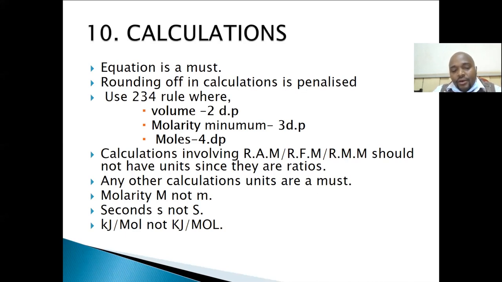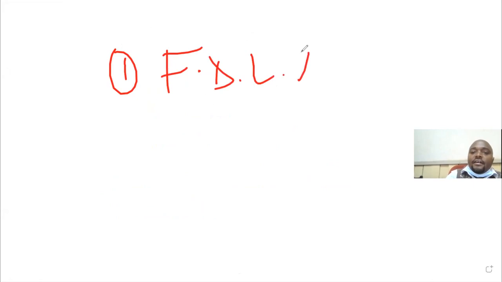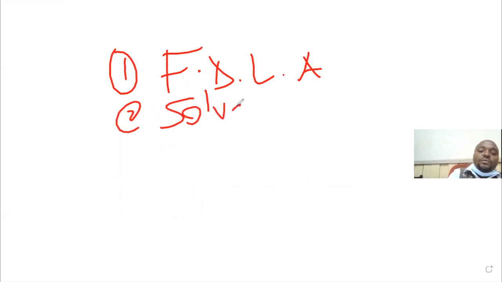Good. Now, areas of emphasis. We have the industrial processes. Industrial processes, one, we check the Form 1 process, which will be the fractional distillation of liquefied air. That is in Form 1. 2, we have the Solvay process in Form 2.